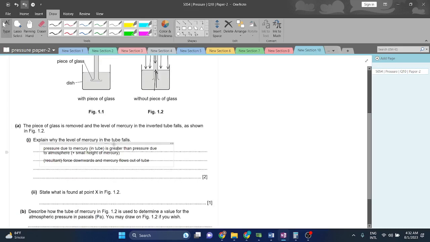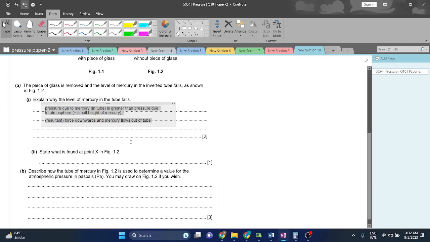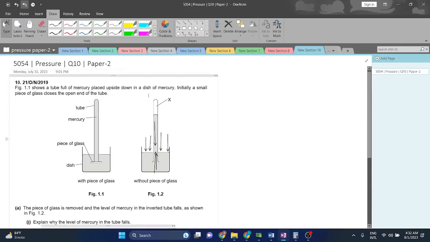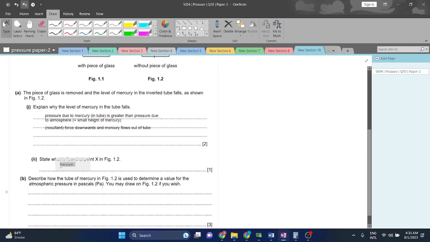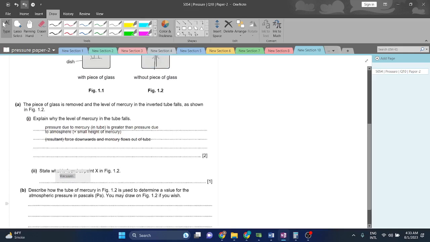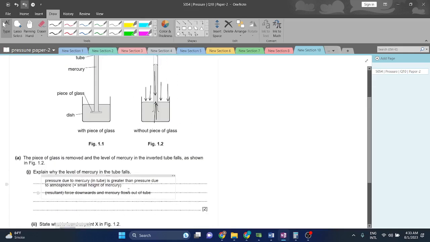So that is it. State what is found at point X. It is a vacuum. Vacuum, that is found at point X. Describe how the tube of mercury in figure 1.1 is used to determine a value for the atmospheric pressure in pascals. You may draw on the figure.